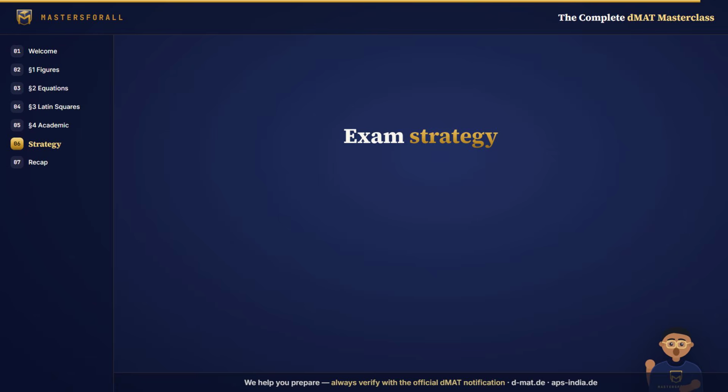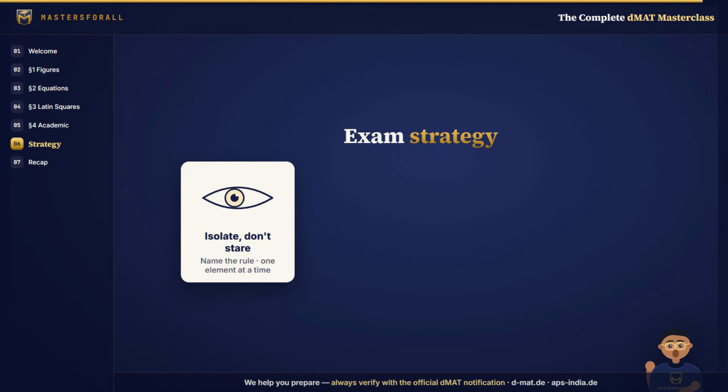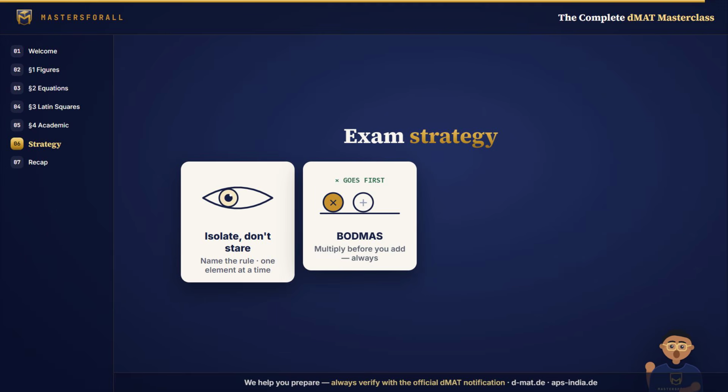Before you go, exam strategy across the whole paper. 1. Never stare at a whole figure or a whole grid. Name the rule, isolate the element. 2. Respect the order of operations. Multiply before you add. BODMAS breaks more scores than hard questions do.